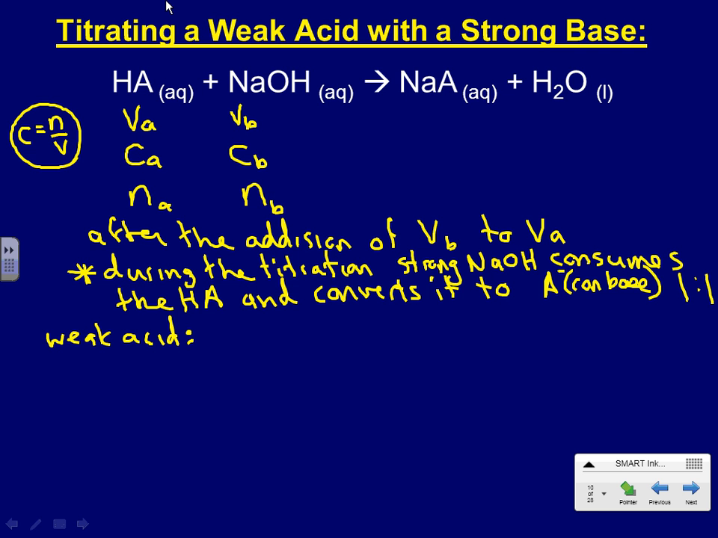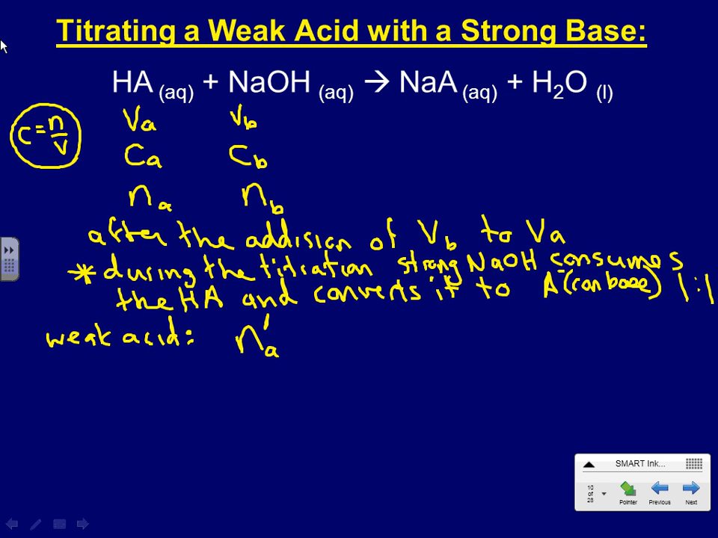Before the equivalence point, we're going to have a certain number of moles of acid that remain after the addition of some base. This little prime sign, it's not a 1, but we use it in physics to mean sometimes the number after. So here's the number of moles of acid before, and this prime means the number of moles of acid after the addition of base.